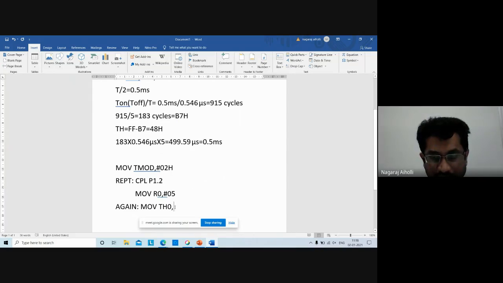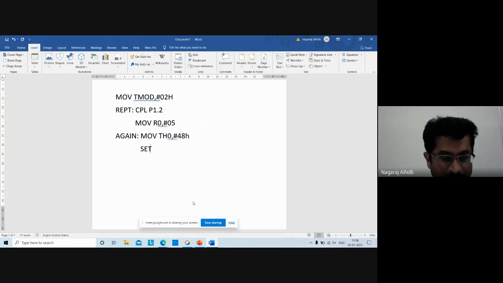So TH0, #B7H, or 0B7H, okay. Sorry, not B7, it is 48 because the starting value is 48 here. From 48 it makes 183 counts to reach FF. So the starting value is 48H. And we have to start the timer. Which instruction are you using to start the timer? SETB TR0. Set bit TR0.